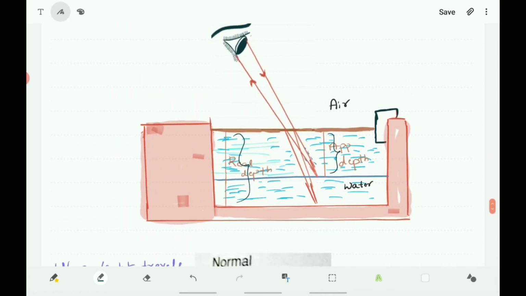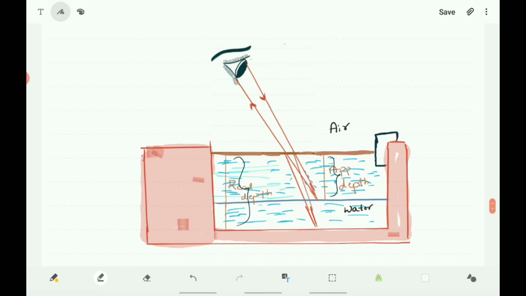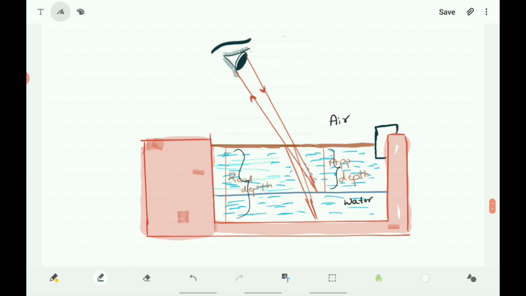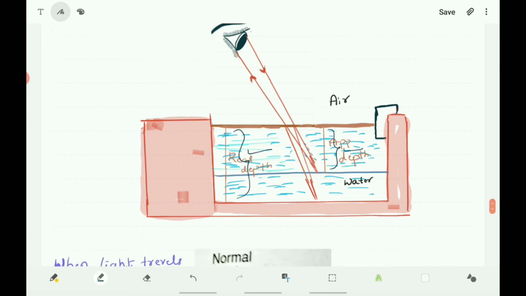And in the case of the depth of the swimming pool also, that is because of the refraction of light, the depth of the swimming pool appears to be raised. And here the actual depth is here and this is the apparent depth which is caused due to the refraction of light. And this is not the real depth, that is the apparent depth that can be seen by the eye due to the refraction of light.